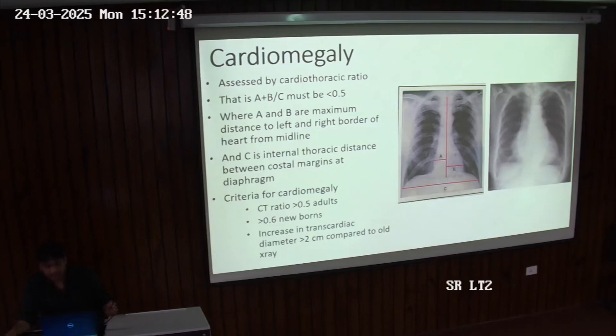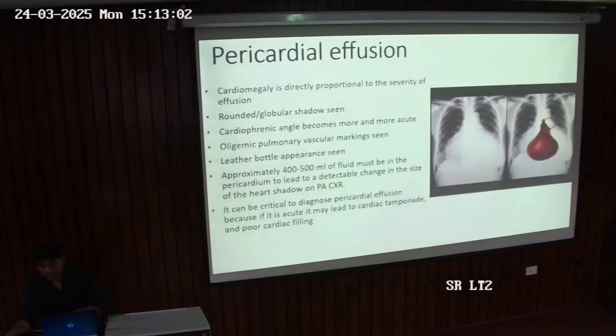If it is more than 0.5 in adults, that is cardiomegaly, and more than 0.6 in the newborn is cardiomegaly. An increase in transcardiac diameter of more than 2 cm compared to an old X-ray should be counted. Pericardial effusion we can see on the chest X-ray. One is cardiomegaly, another is pericardial effusion, which is different from simple cardiomegaly. It also looks like cardiomegaly in pictures, but the cardiomegaly is directly proportional to the severity of the effusion.